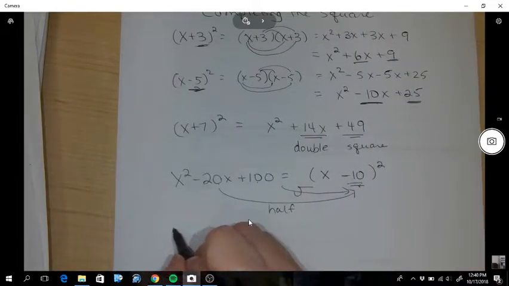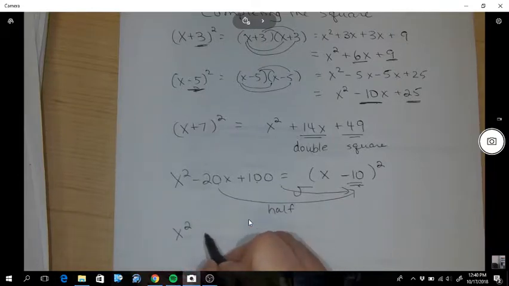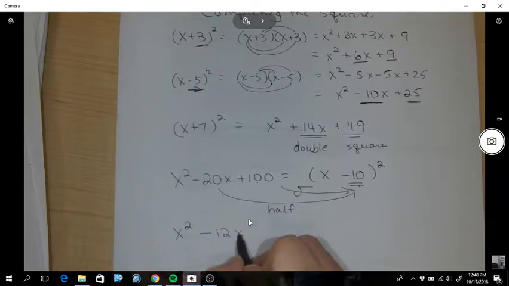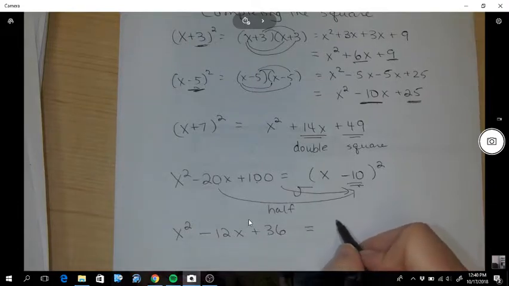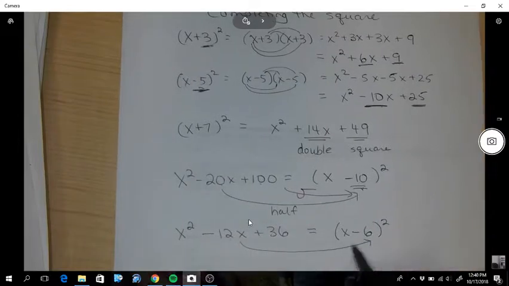Okay, one more like that. So then that would be (x - 6)². Half, and square root.